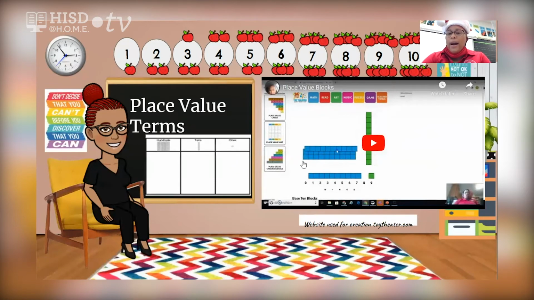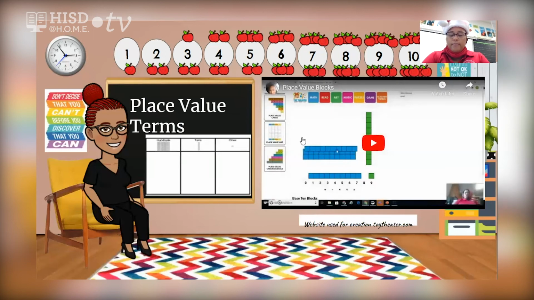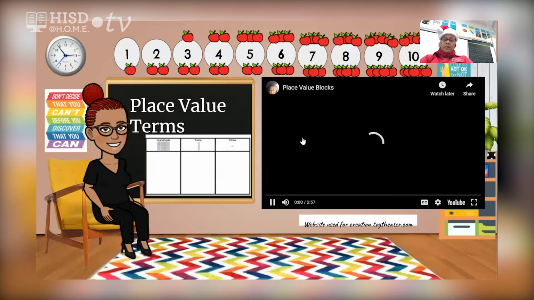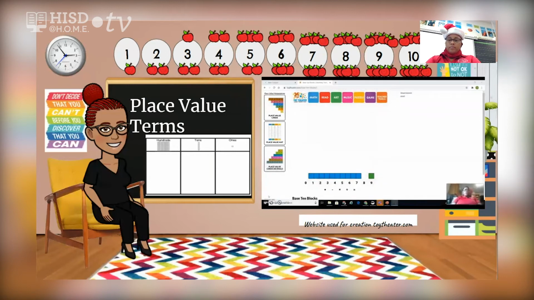Now let's review how we can combine these place value blocks to represent a number. Sorry, went too fast. We are taking a look at place value blocks. What are we looking at? You guessed it, place value blocks. Place value blocks are blocks that are used to represent a particular number amount.